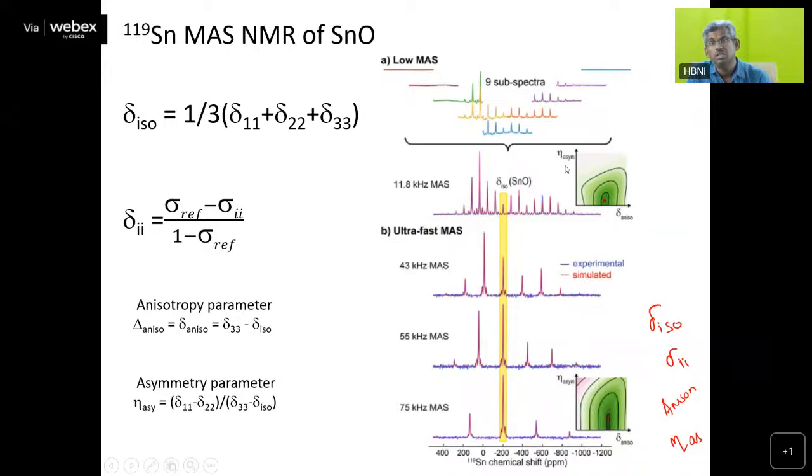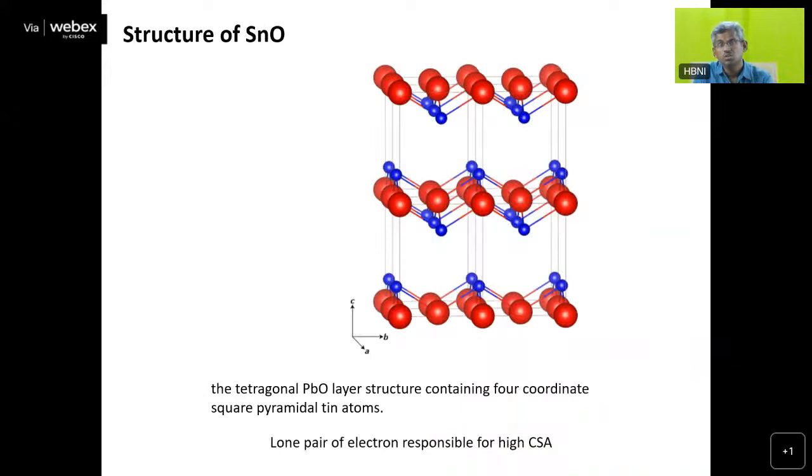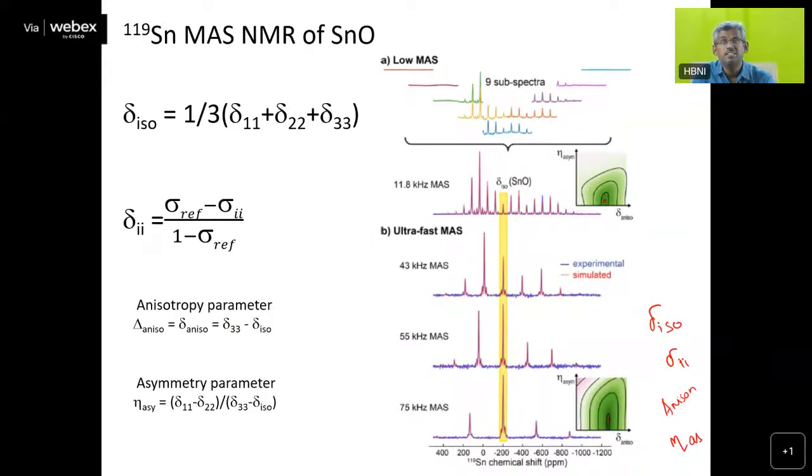Eta, the asymmetry, we plotted against delta anisotropy. So if you plot this, then at a particular point corresponding to delta and eta, you get a better fitting, which also matches the experimental parameters. So you can understand how much difference there is between SnO and SnO2.